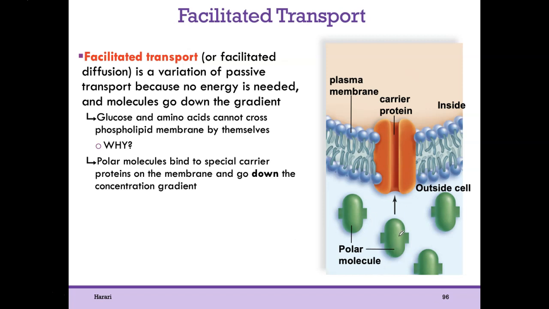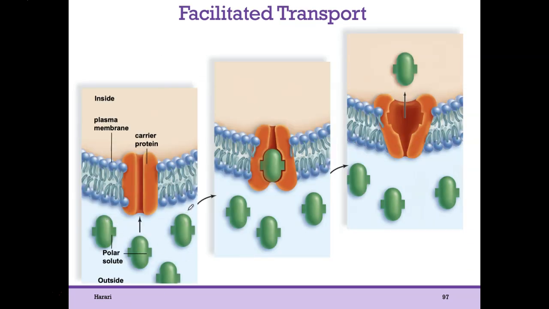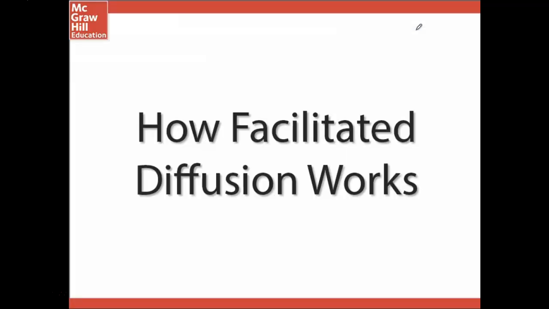So if they want to go from high concentration to low concentration, they need to bind to special carrier proteins. So in facilitated transport, polar molecules move across the membranes by carrier proteins from high concentration to low concentration. So still no energy is required because we're going from high to low. But since the molecule is polar or large, we need a protein. So suppose these are glucose molecules, one by one. These carrier proteins will allow the transport of the polar molecule across the membrane. And I suggest watching this video contained in the ebook right now before you move on.